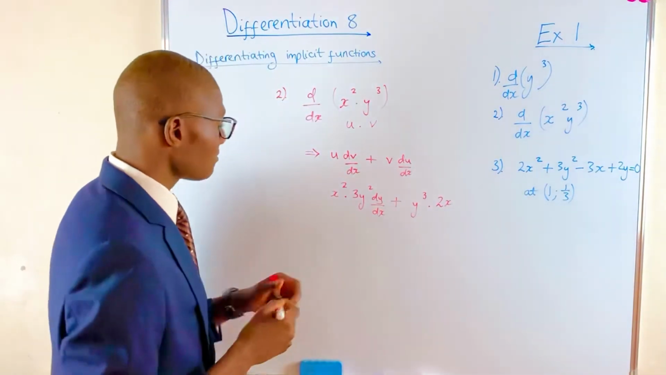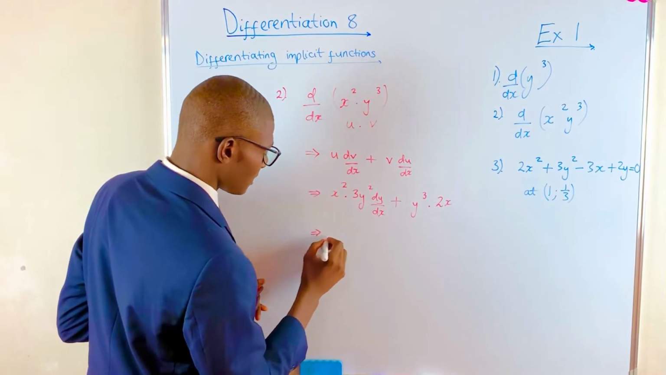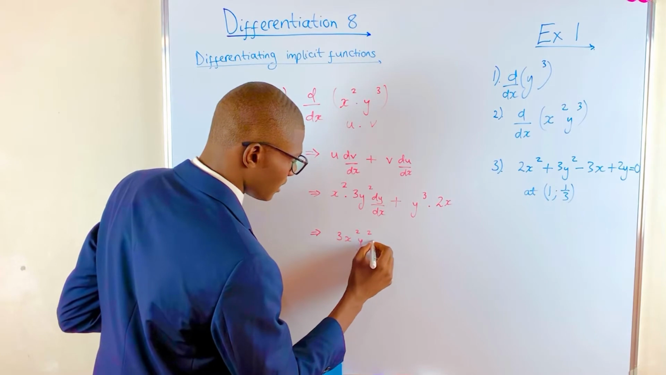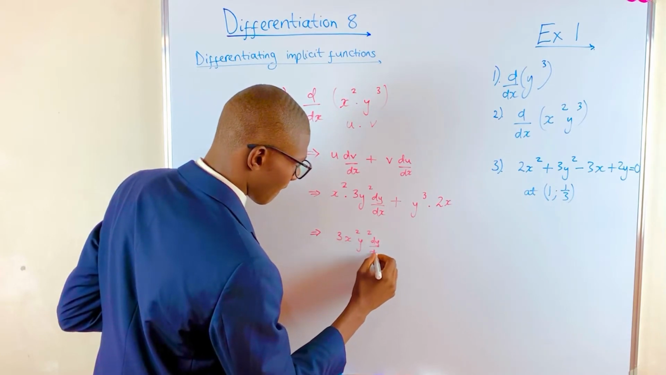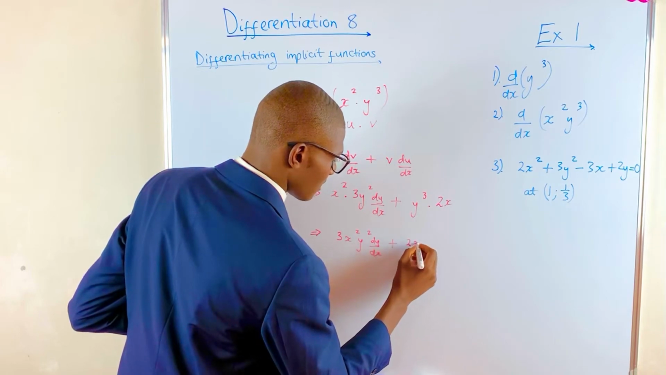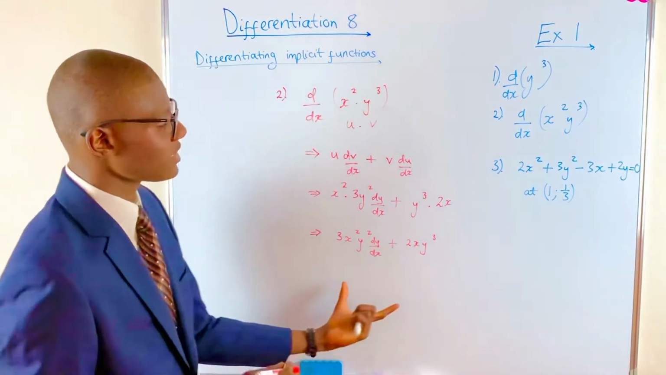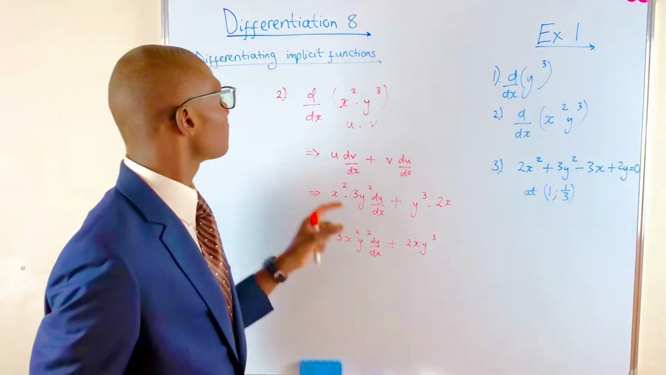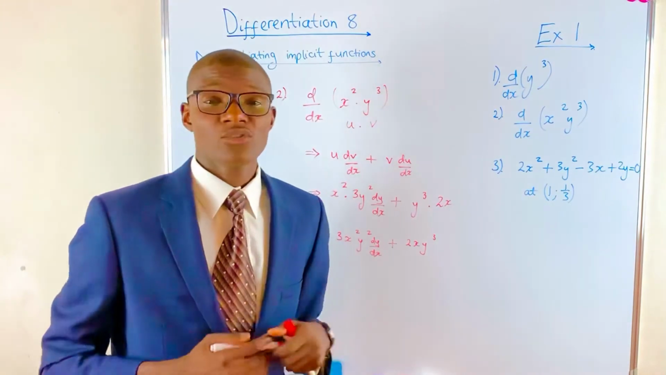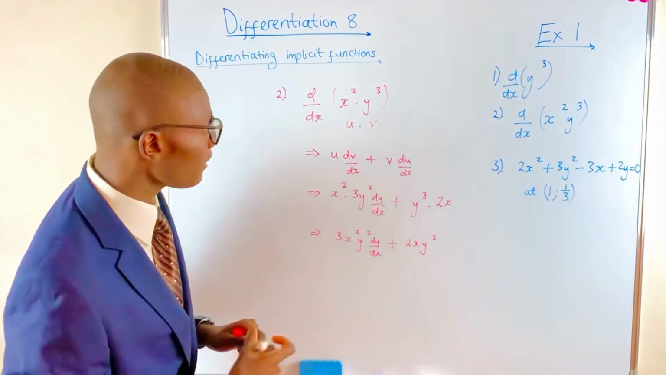So now we shall simplify this, whereby we're going to get 3x squared y squared dy by dx plus 2x y to the power of 3. Okay, so this is what we get for the gradient function of the expression x squared y to the power of 3. Now I would like to look at this example number 3.